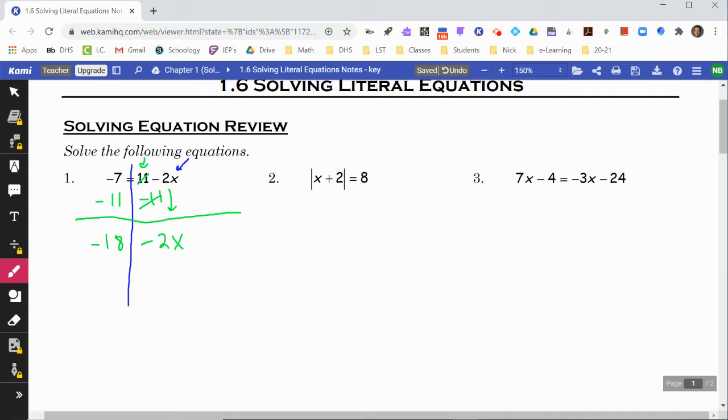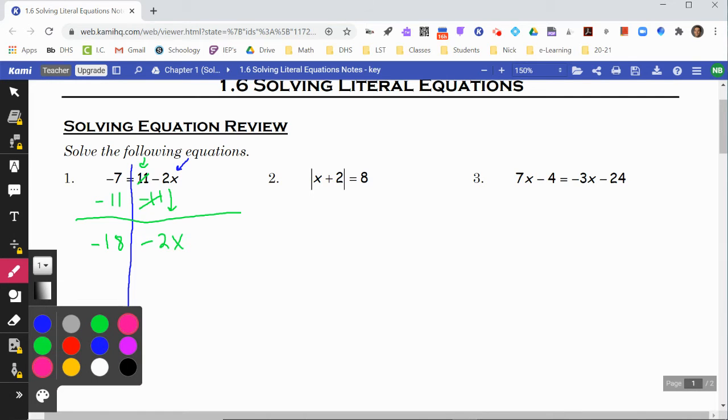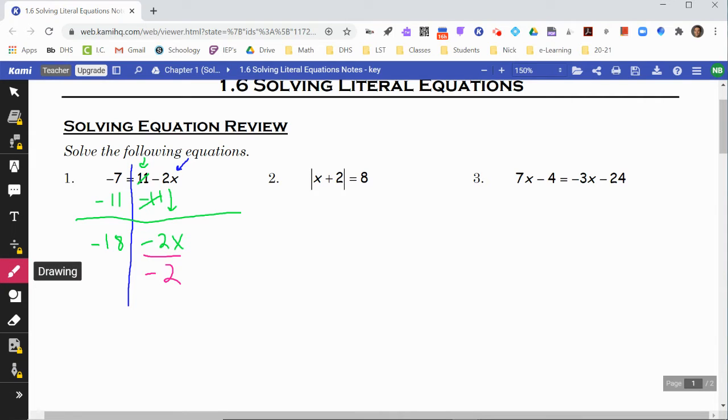Now I've got to get rid of that -2. And remember what we said last week: when a number is attached to a letter, glued to that letter, that is multiplication. So to undo multiplication, I need to what? That's right, I need to divide here. So now I'm going to divide this side by -2. That is my inverse operation of multiplying by -2. Again, what I do to one side of an equation, I must do to the other.